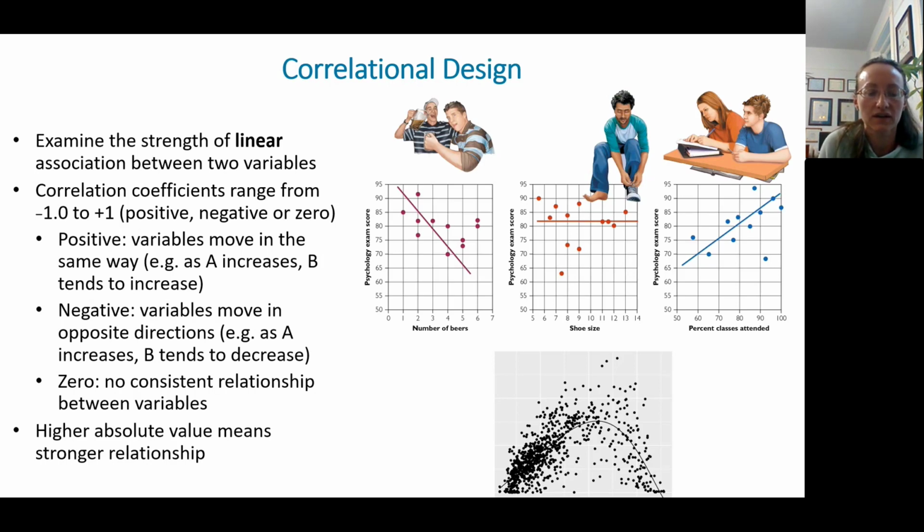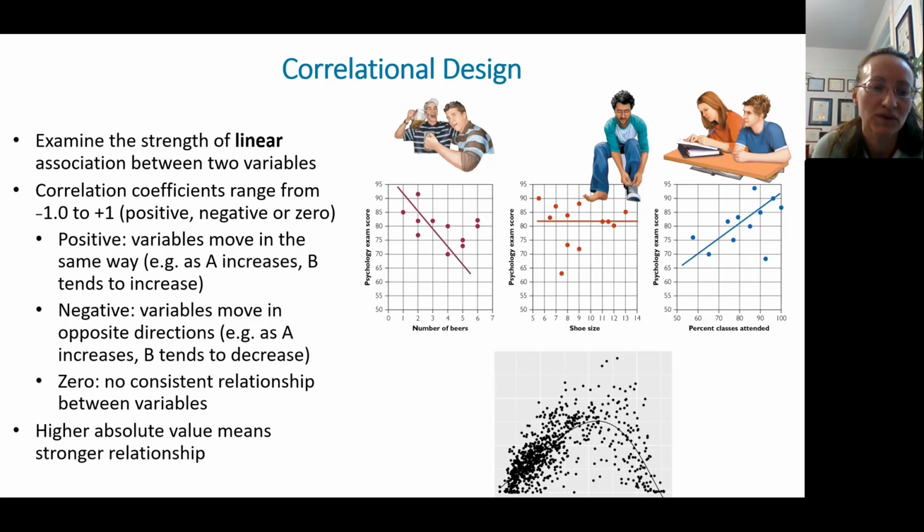Correlational studies are a way of quantifying, measuring the strength of a linear association between 2 variables. There are some scatter plots here. On the x-axis we have number of beers. I can't quite make out the font, but I think the y-axis is your grade, maybe grade on a midterm.